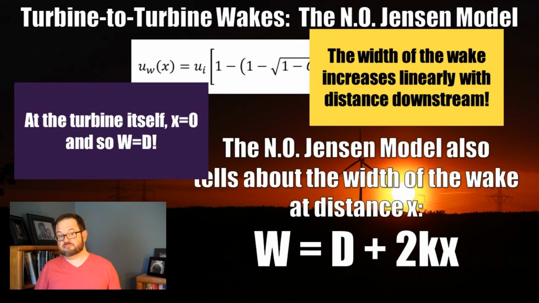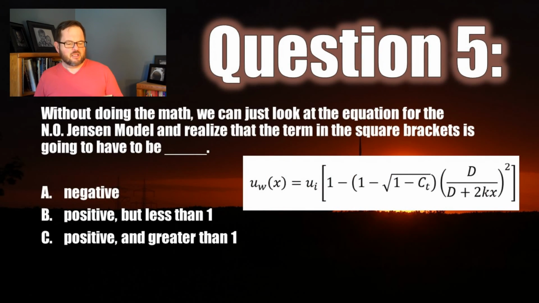Okay, that makes sense. Alright, now before we take this Jensen model and compare it to a second model, let's answer 3 or 4 quick questions. Question 5. Without doing any math, just take a look at this term here. We can look at the equation for the Jensen model and realize that the term in the square brackets is going to have to be A, negative, B, positive but less than 1, or C, positive but greater than 1. Look at this equation and think through what mathematically has to be the case for that term in square brackets. Make a choice from those 3 options and get a little feedback before you move on to question 6.